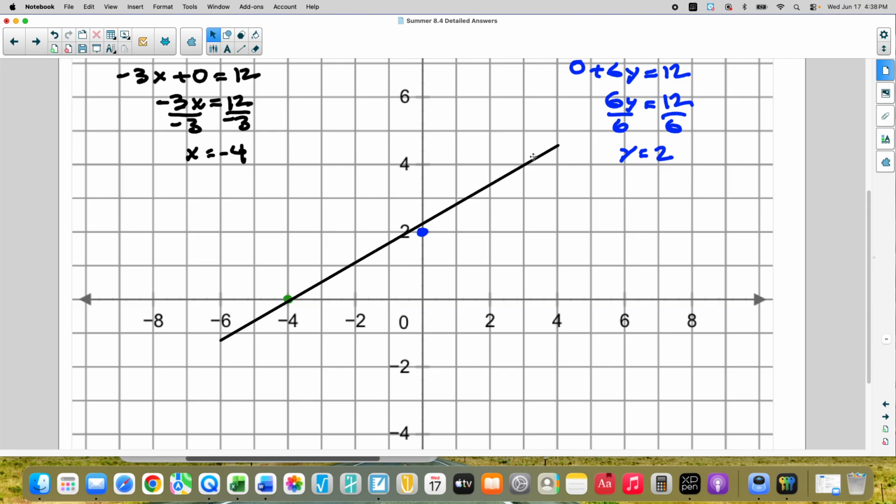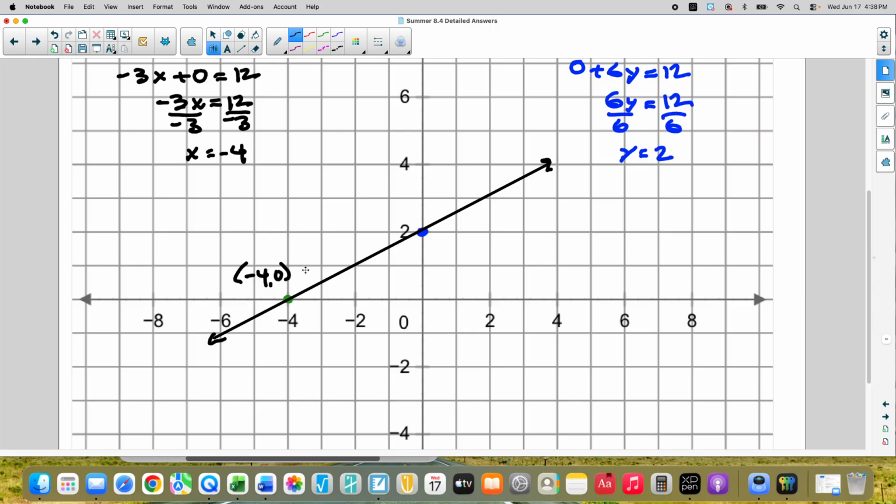Let's make them a little bit closer to those intersections. We're going to draw arrows on them. And then we're going to label the points. That's -4, 0. And this is 0, 2.